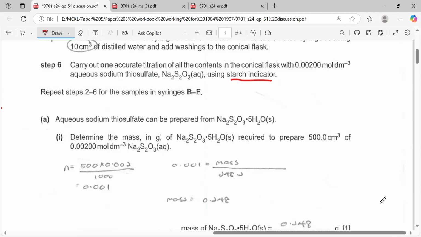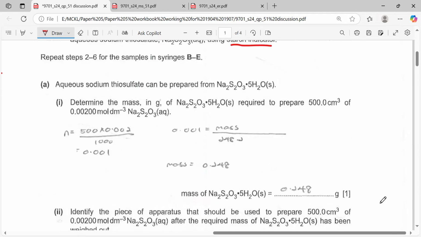Okay. So, aqueous sodium thiosulfate can be prepared using the hydrated sodium thiosulfate crystal. Determine the mass in gram of the crystal required to prepare 500 cm cube of the 0.002 mole per dm cube of sodium thiosulfate. So first we calculate the number of moles. So moles equals MV over 1000. So volume 500, concentration 0.002 divided by 1000. So you get the number of moles here, which is 0.001. So mole equals mass divided by molar mass. I calculate everything in this. So my mass is around 0.248. I will normally answer 3 to 4 significant figures around there. Normally I go 3.